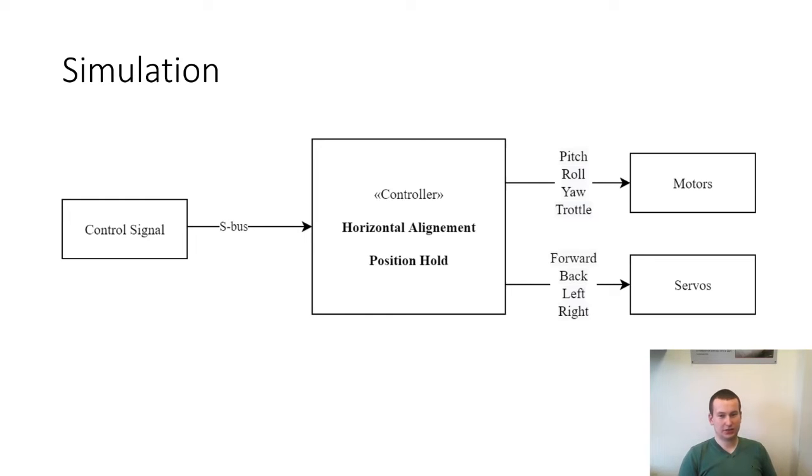And the next task will be the position holding function. We should coordinate our servo actuators to tilt our motors in different directions and to allow our drone to move in a horizontal plane, so forward, back, left and right.